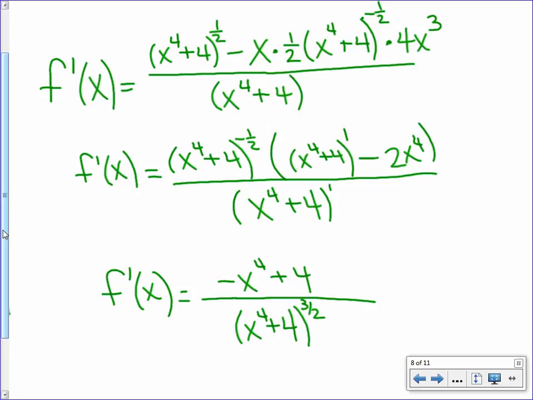You could say that this is 2x to the 4th over the square root of x to the 4th plus 4, or make a common denominator and squish those together. I was just showing you a technique, okay? Are you going to have to do this in your homework tonight? Probably not. Could you have to do it later? It's possible.